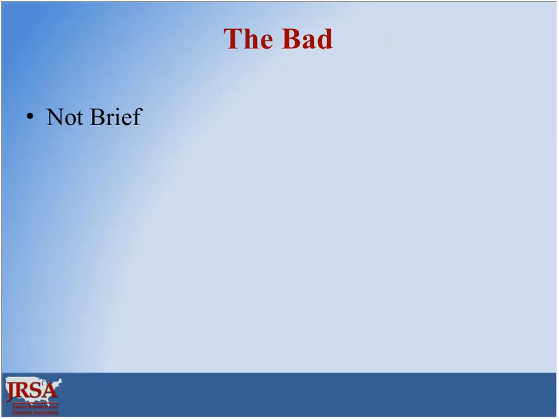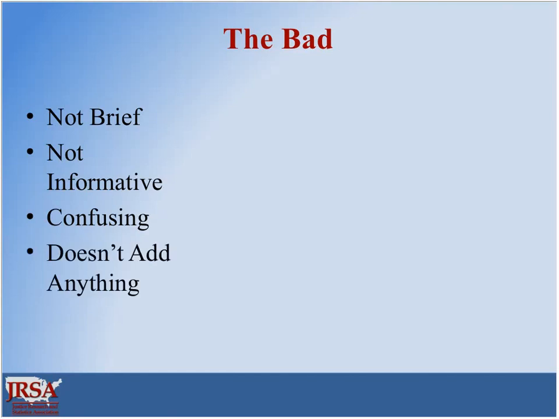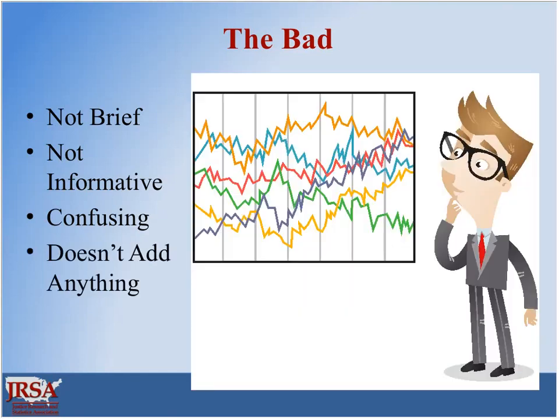All right, the bad. What happens with a bad graphical display? Well, it's one that is not brief. It's one that is not informative. Not informative is where you may have too much information in a single graphic. It could be a situation where you didn't intend to be confusing, but in fact you were. And the end result is that you actually didn't add anything to the final product. We liked this little graph. We weren't sure whether he looked confused or introspective or just baffled, but we liked this graphic for this example.